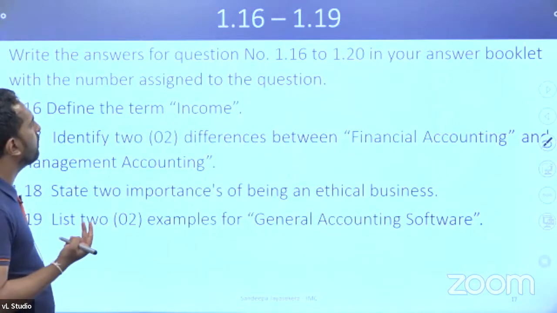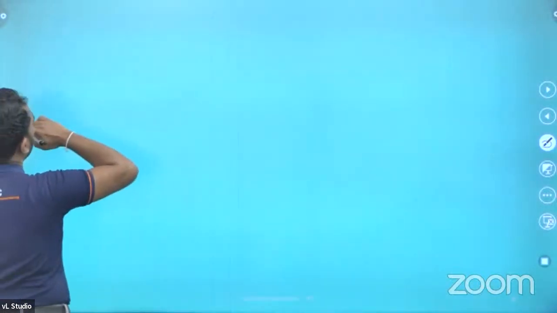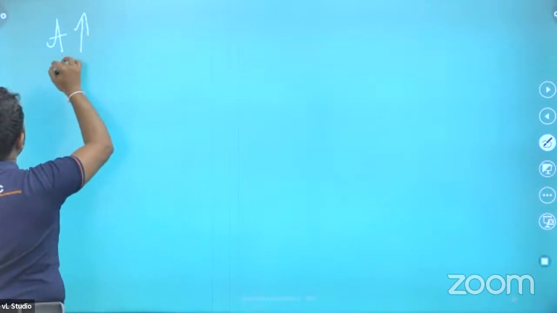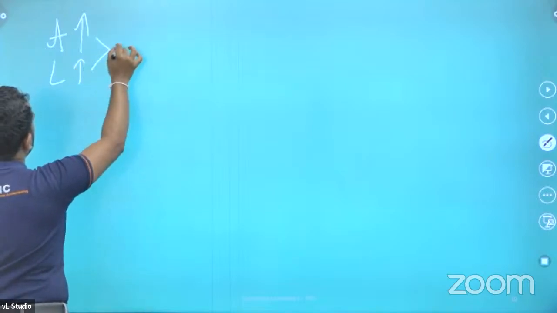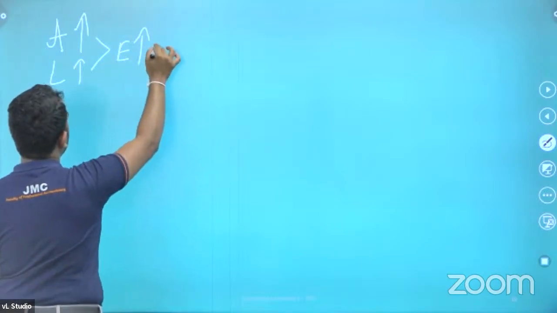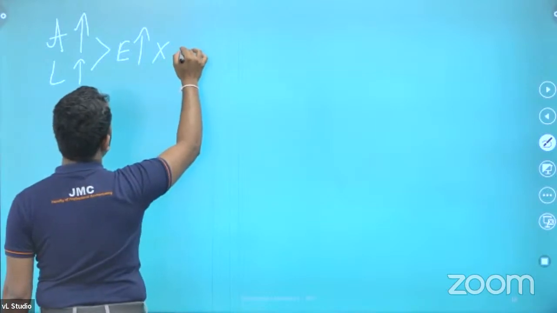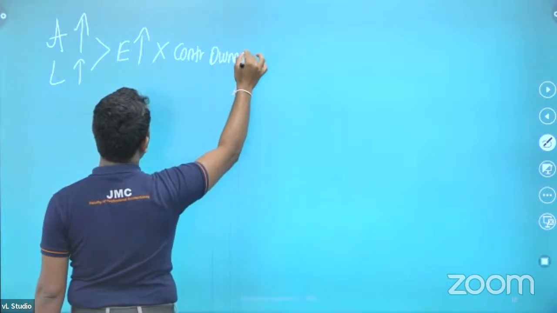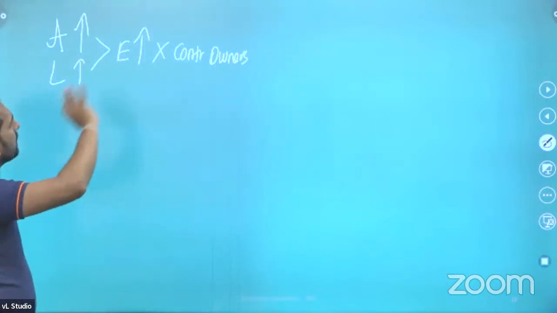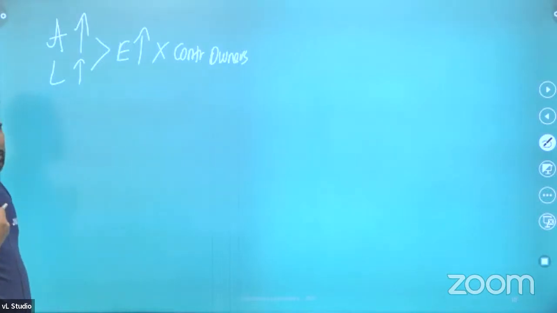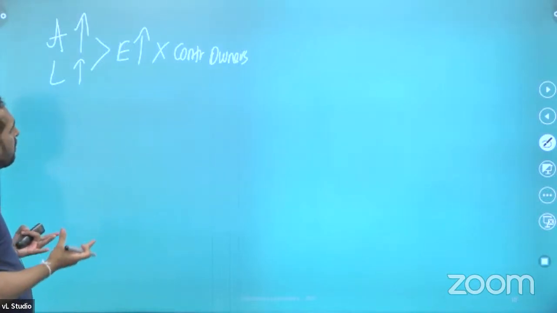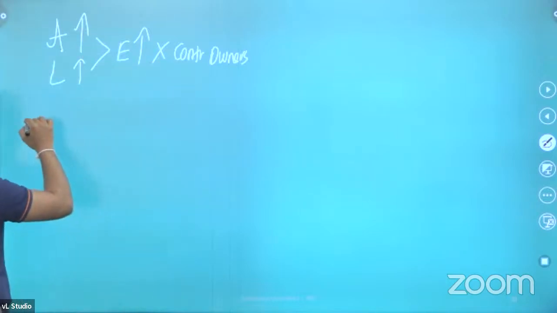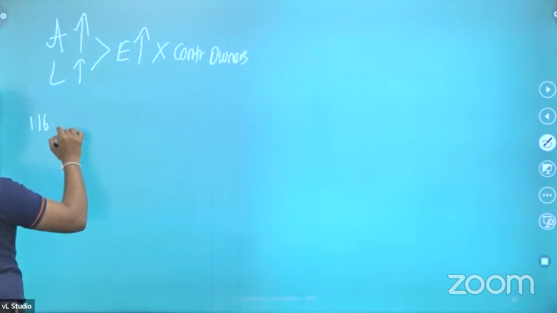Define the term income. This is how I remember income. Income will result in increase in asset, decrease in liabilities, which will result in increase in equity without any contribution from the owners or the equity participants. This is the definition. But you can't write like this. You need to have a proper definition. But this is how I remember. So if you put that to a definition, it will come like this.